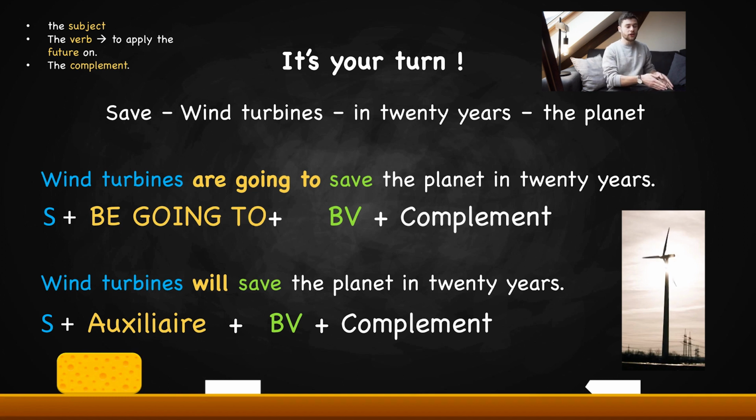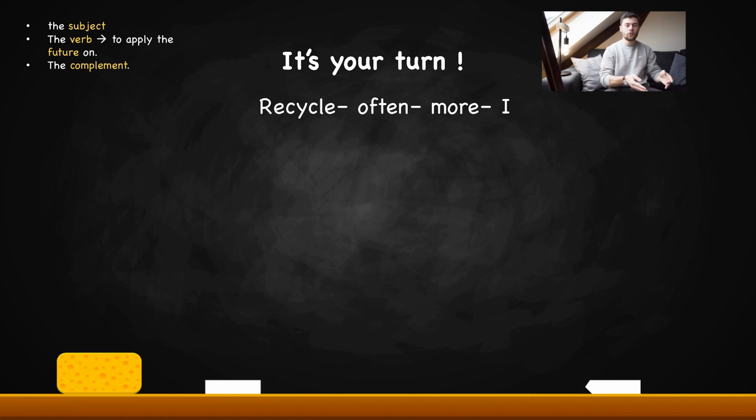You have the subject again, wind turbines, the auxiliary will, the base verbal save, and the complement, the planet in 20 years. There is a slight difference in using be going to and here will. There seems to be more of an aspect of decision with be going to rather than with will, but both express an action in the future, okay? Great. Second sentence to reconstruct, we have the words recycle, often, more, and I.